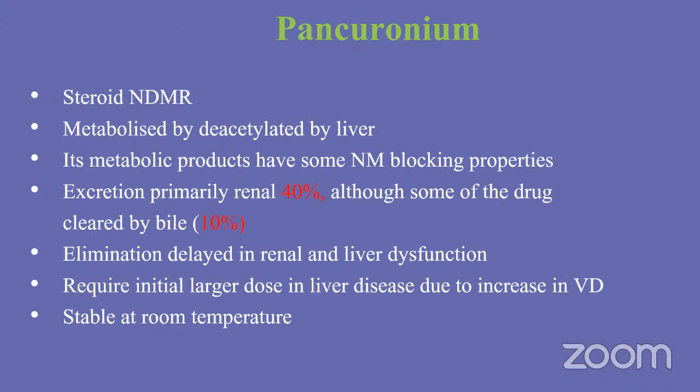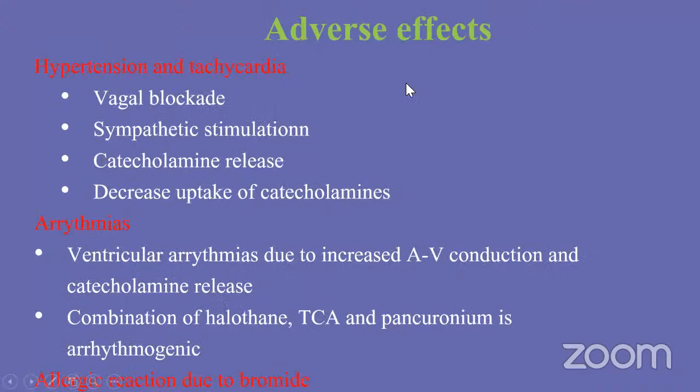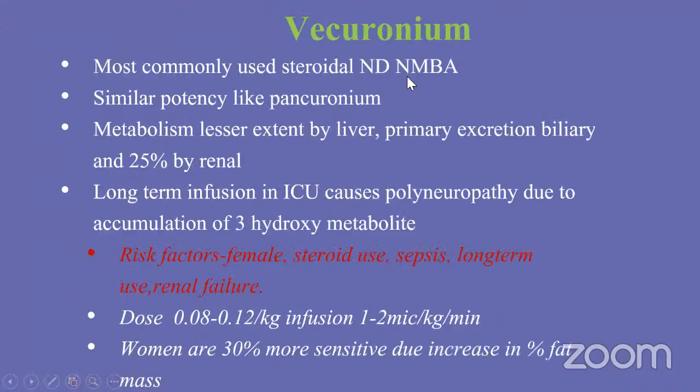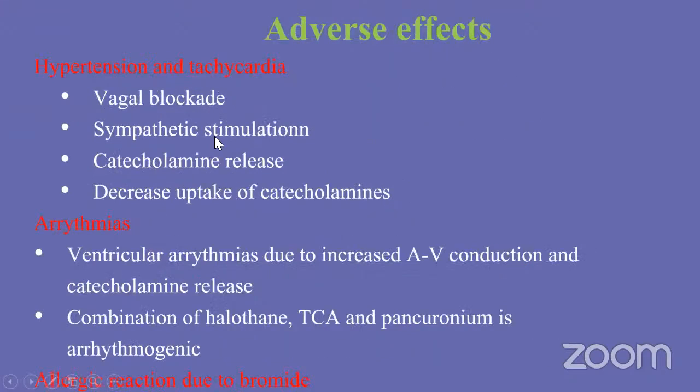It's common with all the non-depolarizing muscle relaxants. It's stable at room temperature. Some of the adverse events with respect to pancuronium: hypertension and tachycardia because of vagal blockade, sympathetic stimulation, catecholamine release and decreased uptake of catecholamines. Arrhythmias can occur, ventricular arrhythmia due to increased AV conduction and catecholamine release.